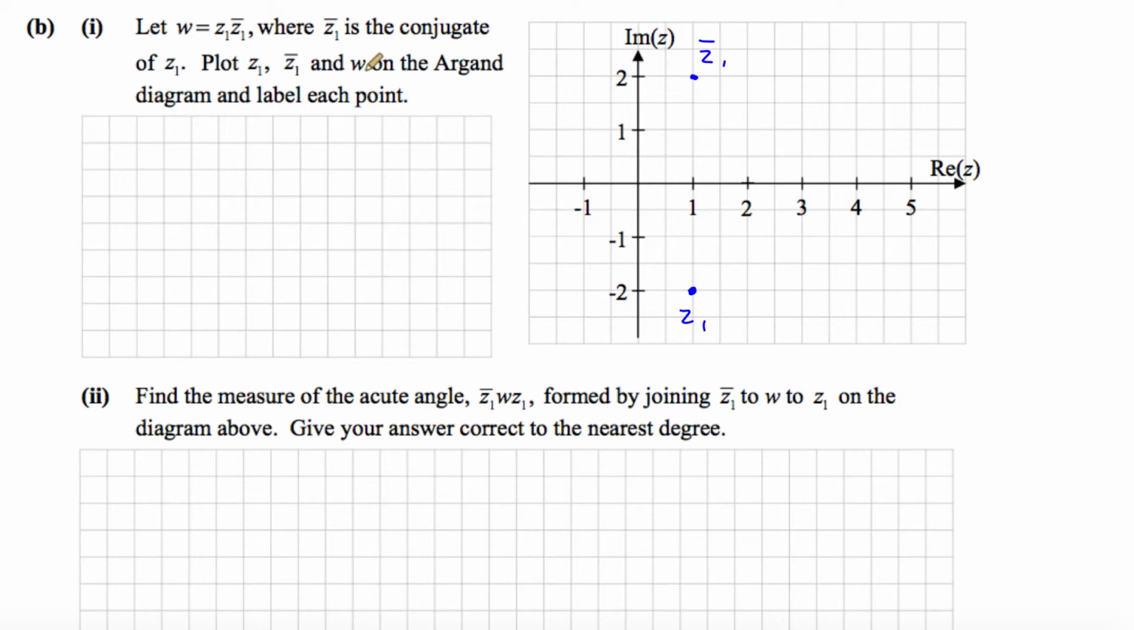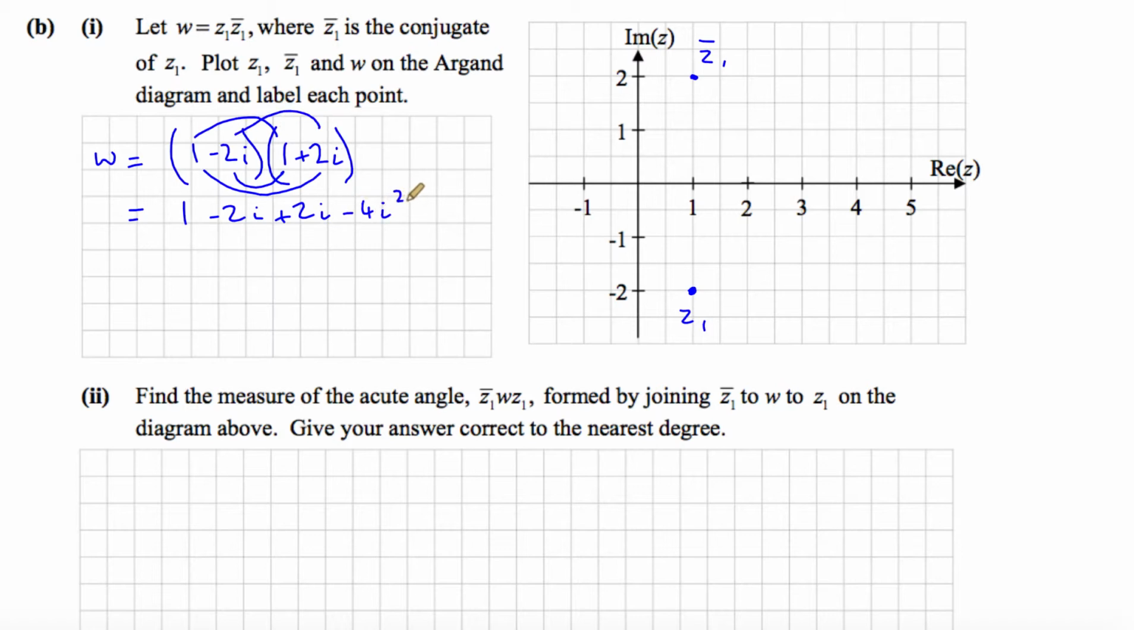And then finally W, and they tell us that W is Z1 times Z1 bar, so W is equal to Z1, which is 1 minus 2i, multiplied by its conjugate, 1 plus 2i. So I'm going to work this out. 1 times 1 is 1, minus 2i by 1 is minus 2i, 1 by plus 2i is plus 2i, and minus 2i by plus 2i is minus 4i squared.